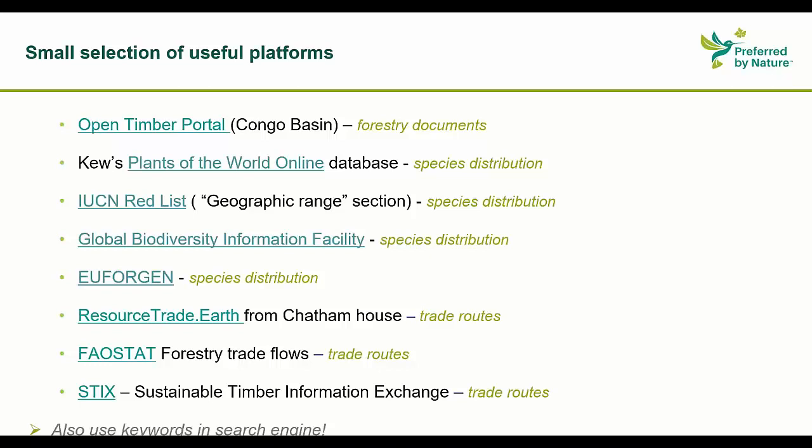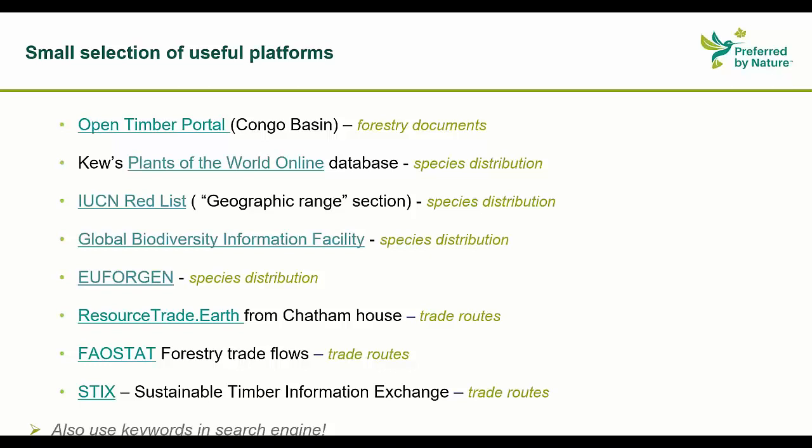For species distribution, to know if Quercus alba grows in this part of the world, in Eastern Russia, we can go to these databases. Or to know if Quercus alba is considered an endangered species, or has any other factor that would contribute to the risk of illegal logging, we can check the IUCN Red List and the Global Biodiversity Information Facility.